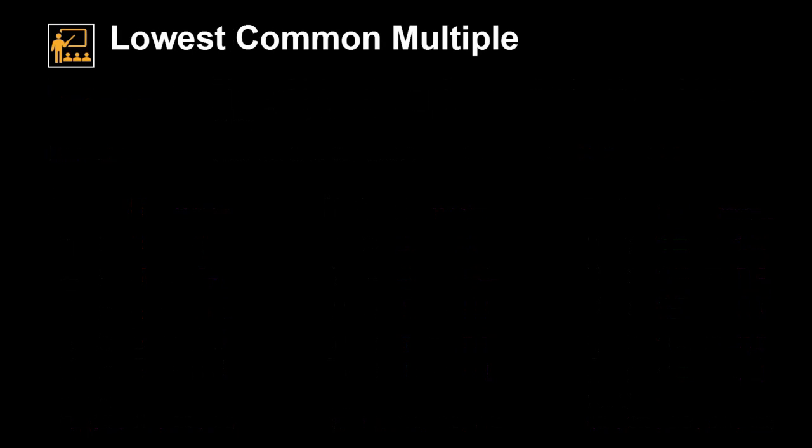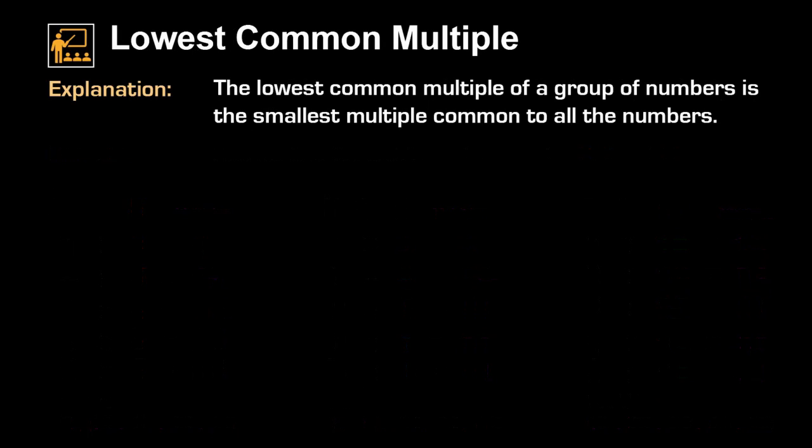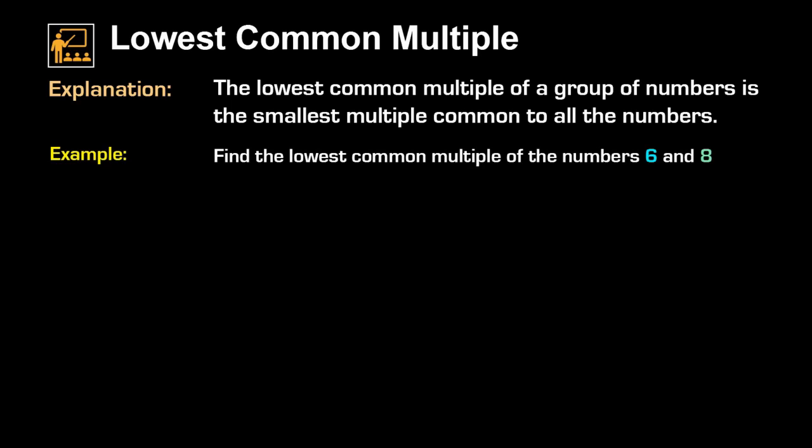Let's look at the lowest common multiple. Now the lowest common multiple of a group of numbers is the smallest multiple common to all the numbers. Okay, so again here, find the lowest common multiple of the numbers 6 and 8. So again, we follow the same process to find the multiples first.